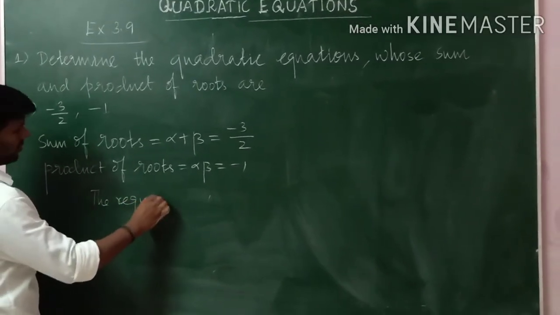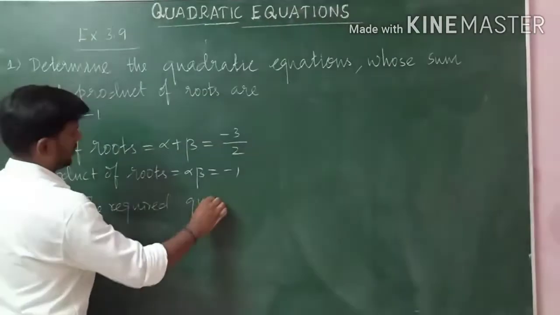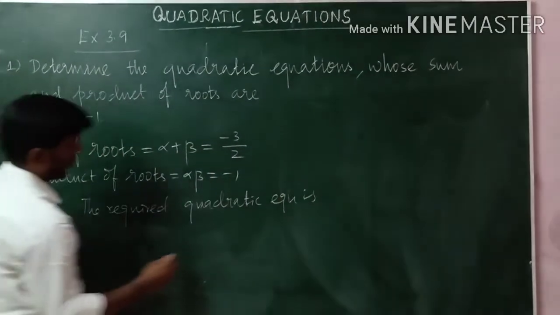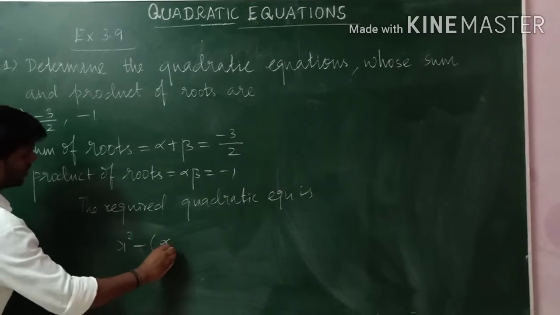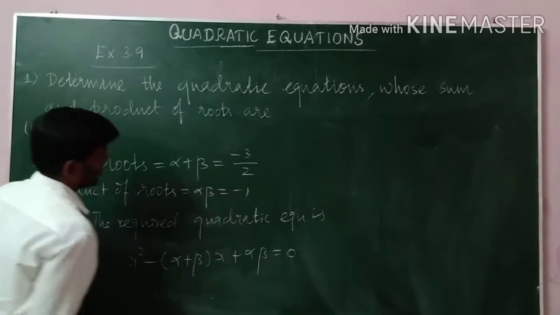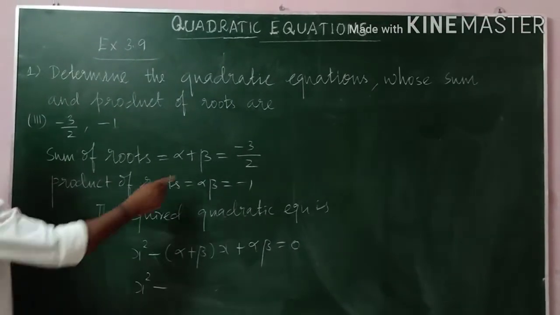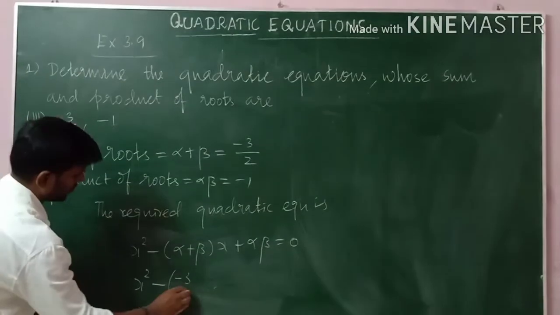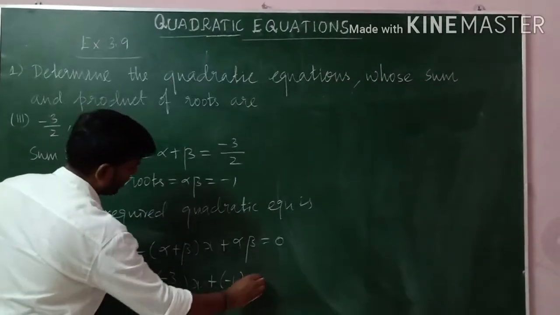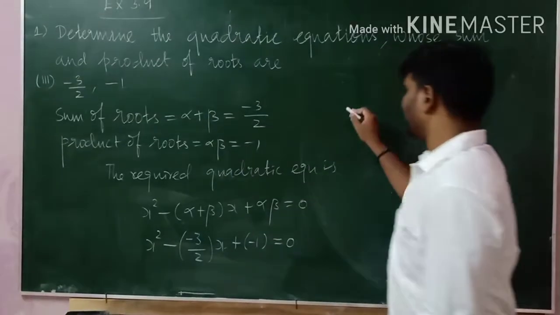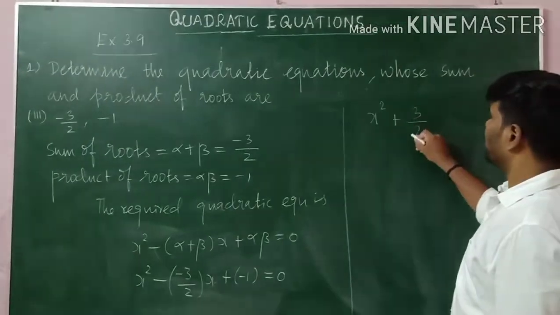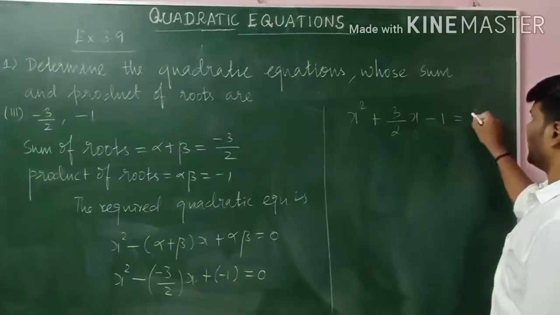The required quadratic equation is x square minus (alpha plus beta) into x plus alpha beta equal to 0. So x square minus, what is alpha plus beta? Minus 3 by 2 into x, alpha beta is what? Minus 1 equal to 0. So this we can write as minus of minus, plus. So x square plus 3 by 2 into x minus 1 equal to 0.